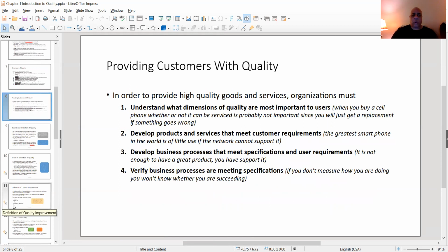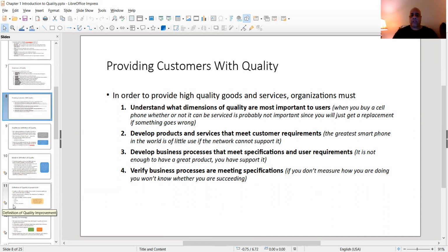Providing customers with quality. Now, in order to provide high quality goods and services, organizations must understand what dimensions of quality are most important to users. Again, here's an example. When you buy a cell phone, whether or not it can be serviced is probably not important, since you will just get a replacement if something goes wrong.